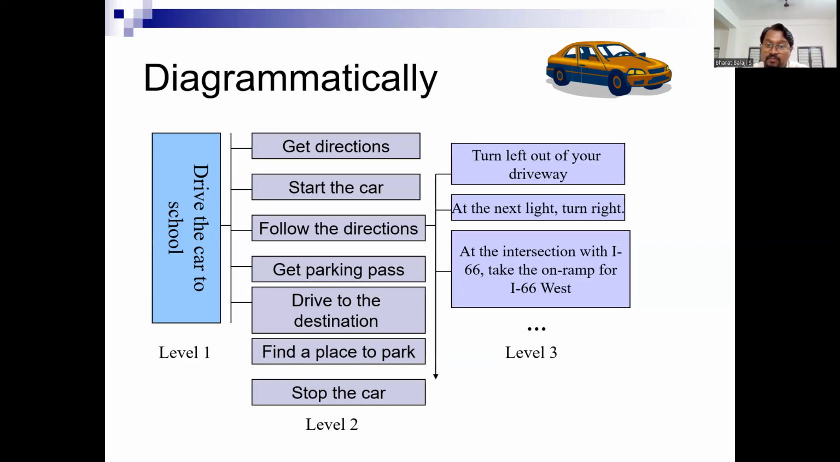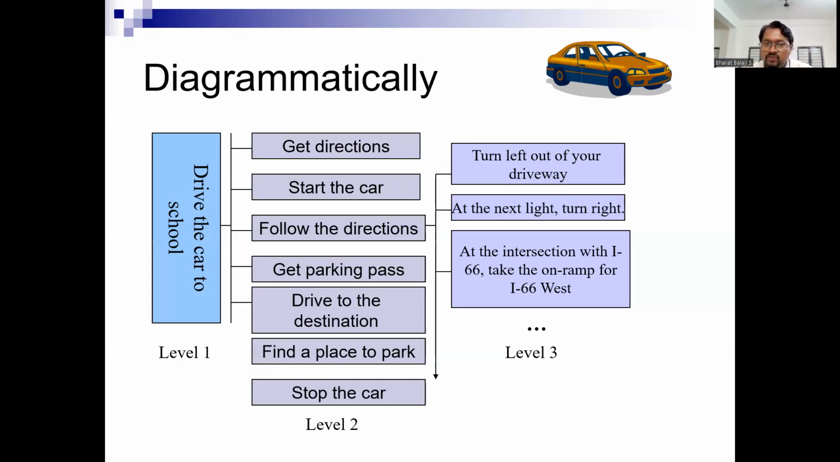And we are going to get directions, and then start the car. Then follow the directions given by the GPS or anything, and get the parking pass. After that, drive to the destination, then find a place to park. We have to park the car in one particular place and stop the car. Then our destination is reached.